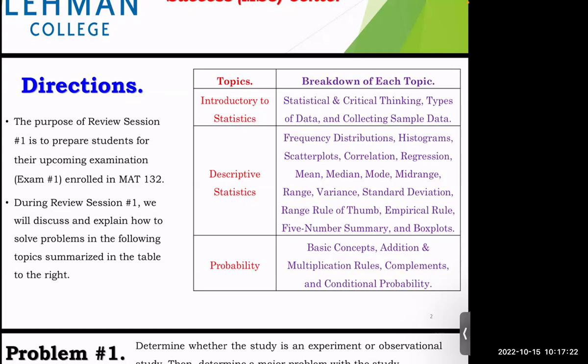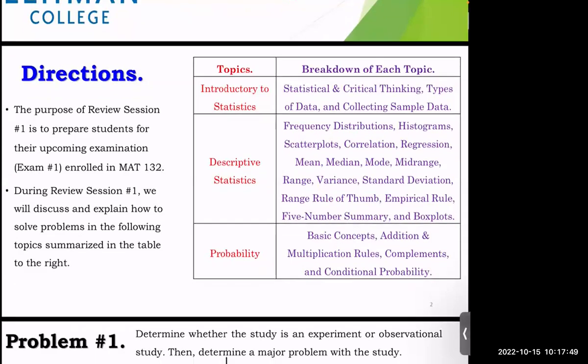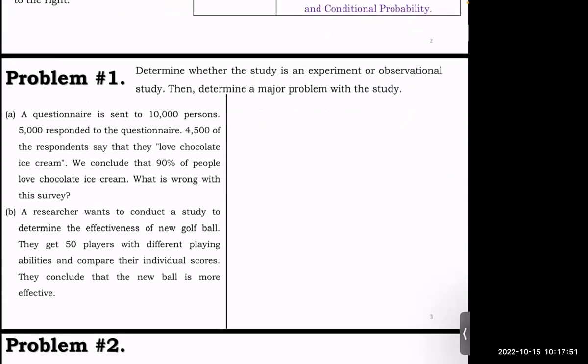For probability, we're going to look at basic concepts and all of the other formulas that are used, namely to compute the probability of A or B, the probability of A and B. Those are the addition and multiplication rules. We have the complement rule, which means, in quotes, not A, and conditional probability. Okay, so let's get started.